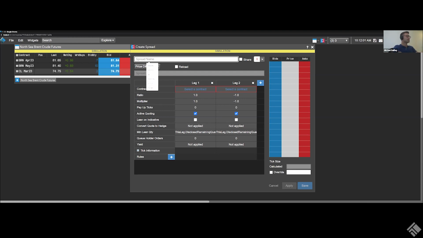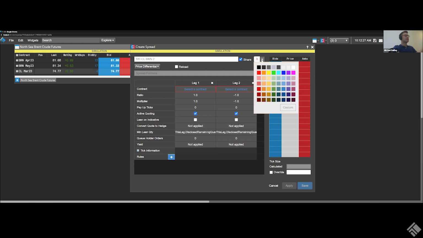So in this case, the first thing we have to do is name our spread. So in this case, we'll name it MRCL BRN2. And as we go to the right here, we have a share checkbox. Now, the sharing checkbox will allow us to share this particular spread with our fellow users in our company. So I'm going to go ahead and check that box.